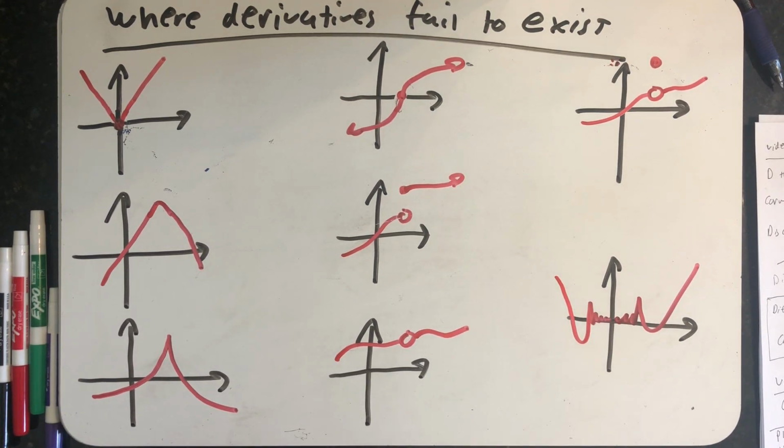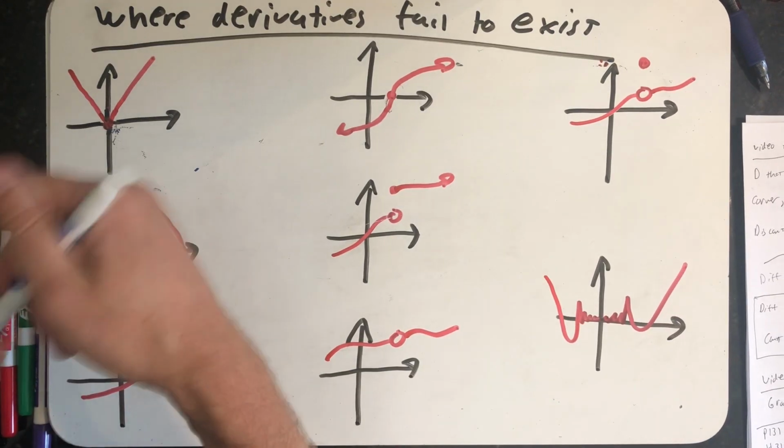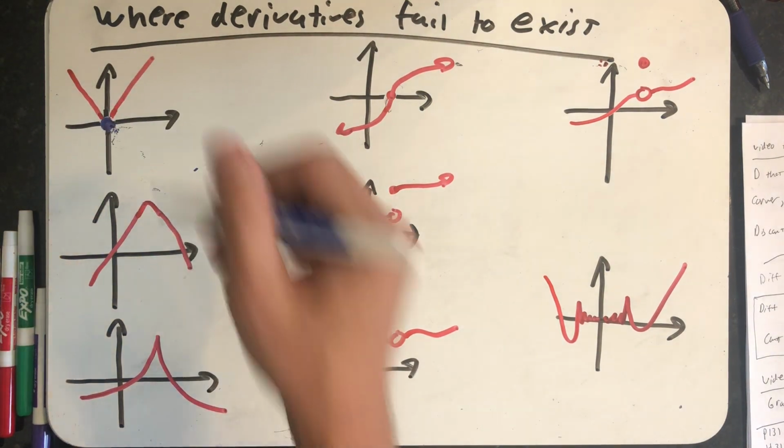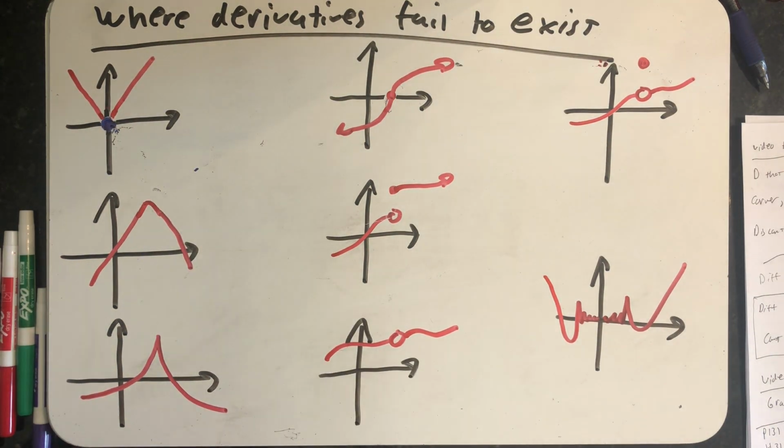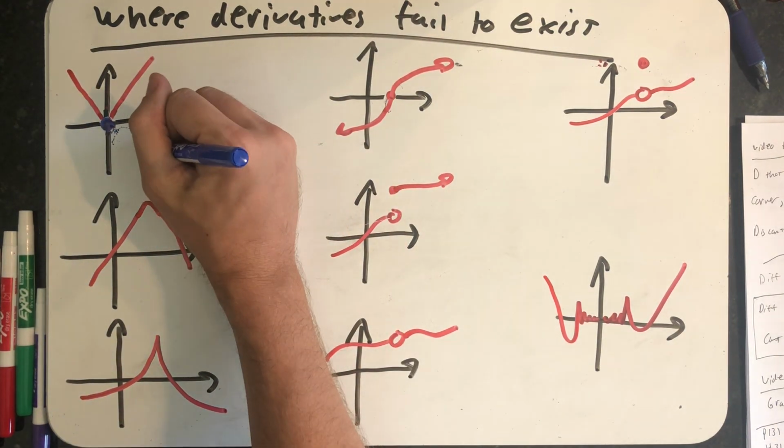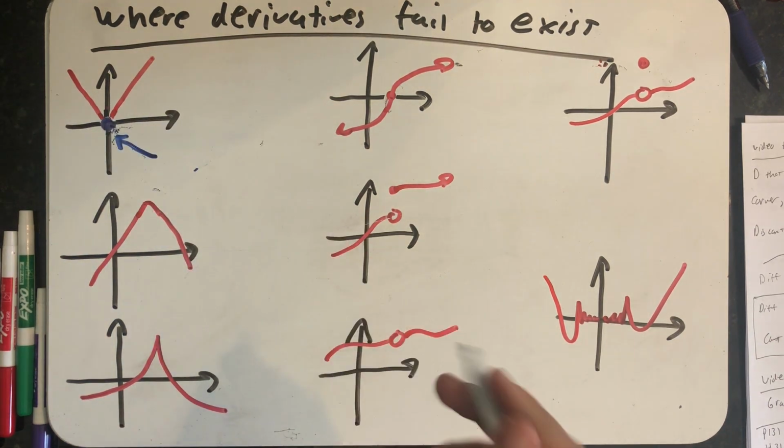I would like to talk about where derivatives fail to exist. I have a bunch of functions drawn here, and what I want to do in each one is show you a place where the derivative of that function fails to exist. In this first picture, I'm really thinking about the absolute value example, where we saw the derivative did not exist at the origin.